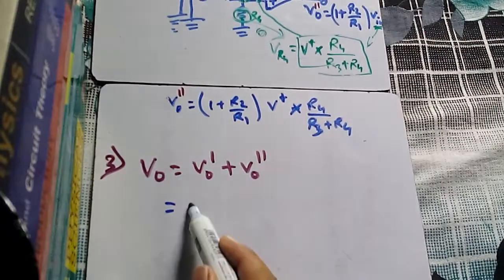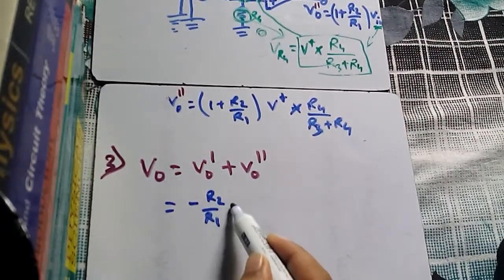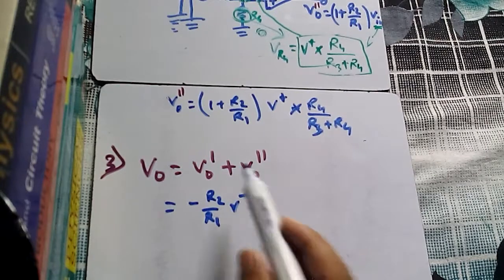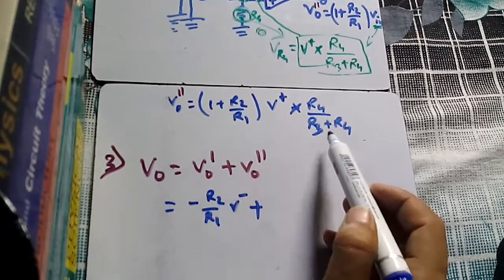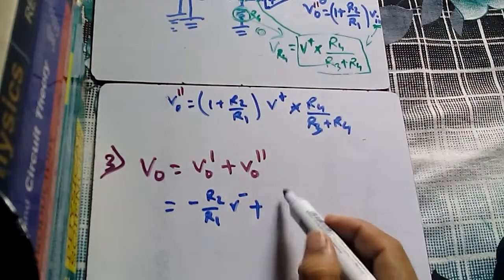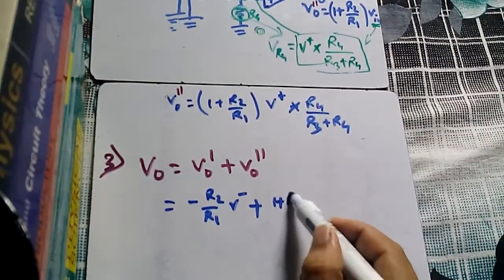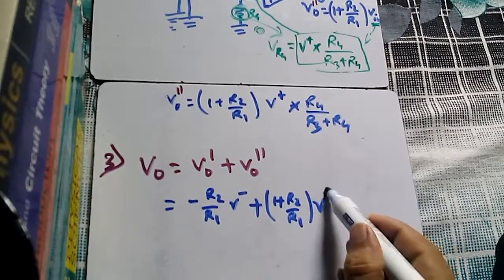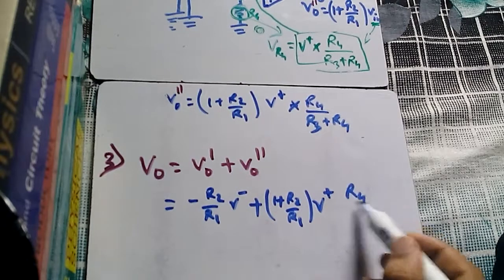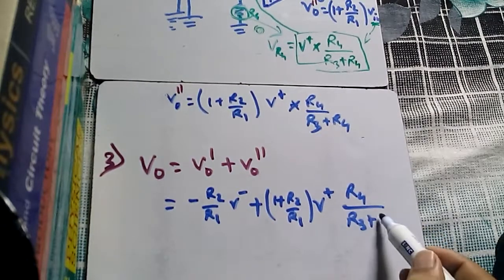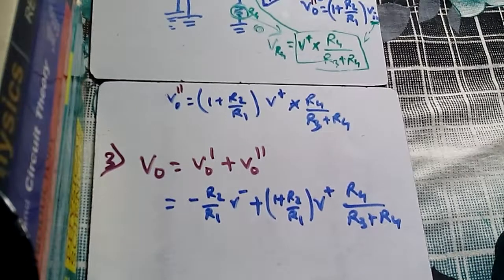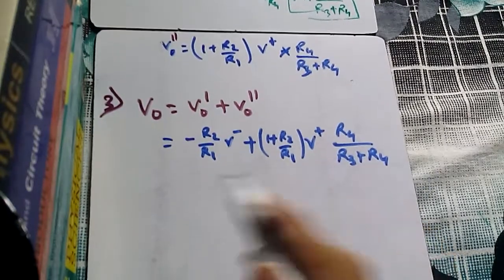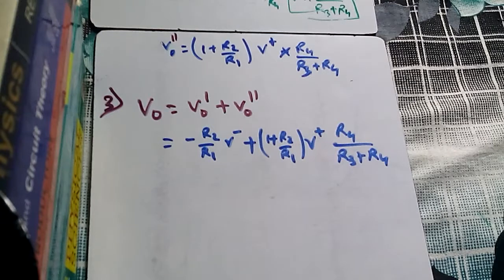So at first we had minus R2 by R1 into V minus, plus V naught double prime, that means this voltage for the second condition, and this is 1 plus R2 by R1 into V plus into R4 by R3 plus R4. So this is the output formula, and you can see that this is a huge one.